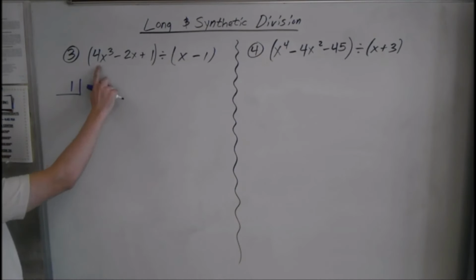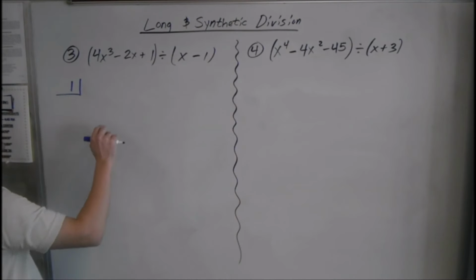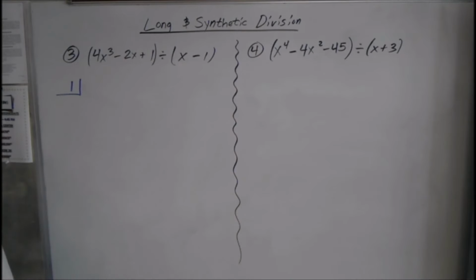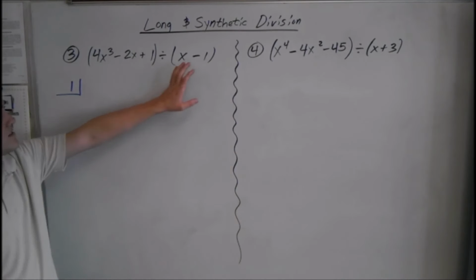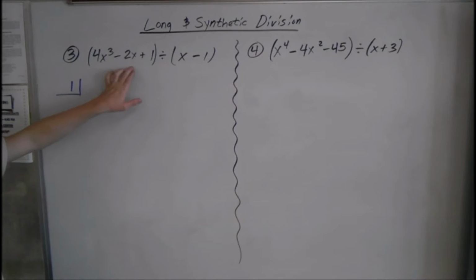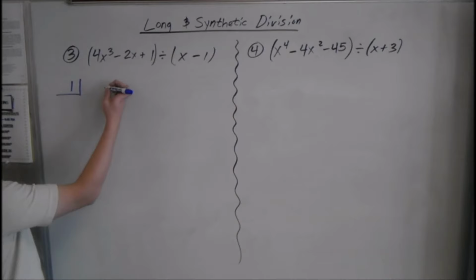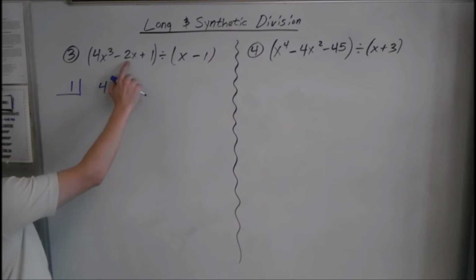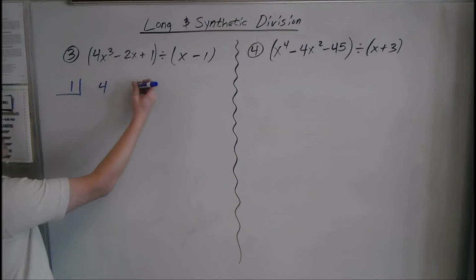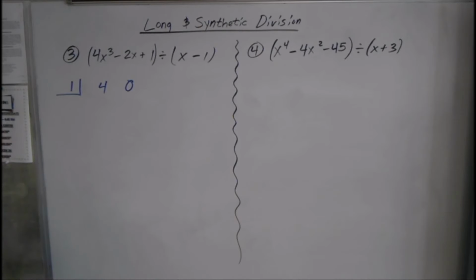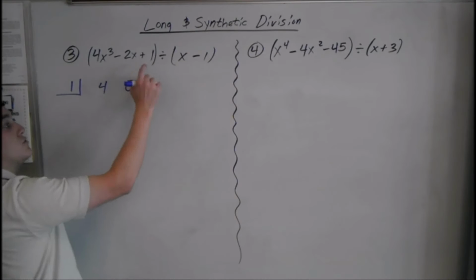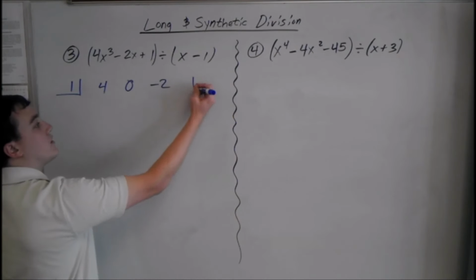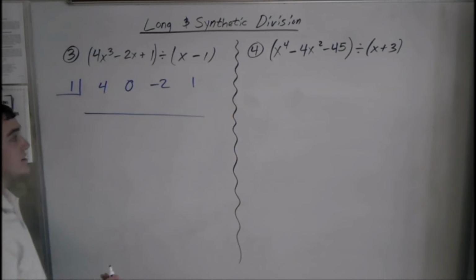And then we list out the coefficients of all the terms in this. So we're trying to figure out how many times x minus 1 goes into 4x cubed minus 2x plus 1. Well, we list out the coefficients. It's going to be 4. There's no x squared term, so we have to include that somehow. So we put a 0, and then negative 2, and 1. And then this is how it works.